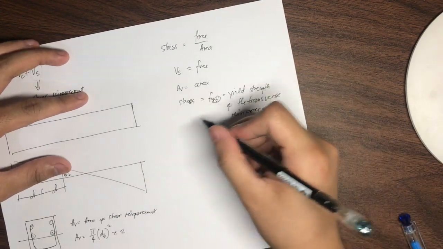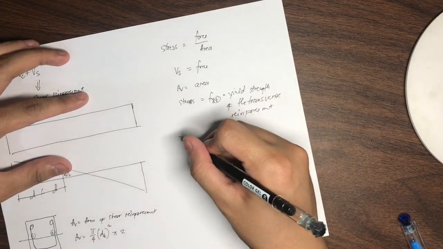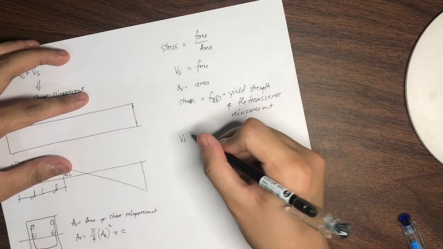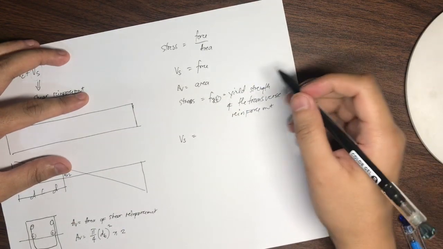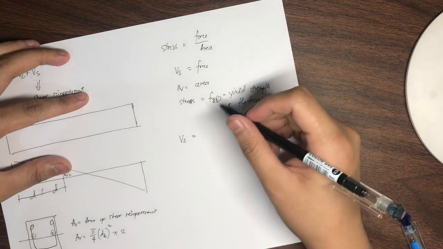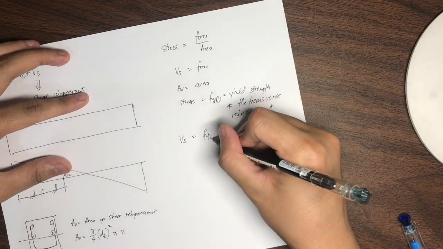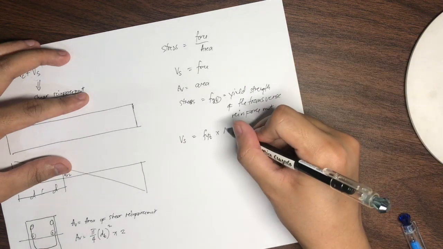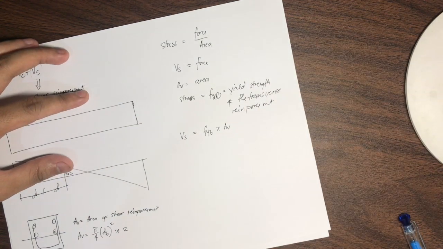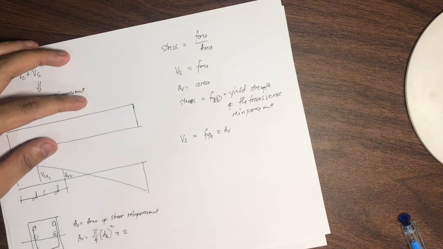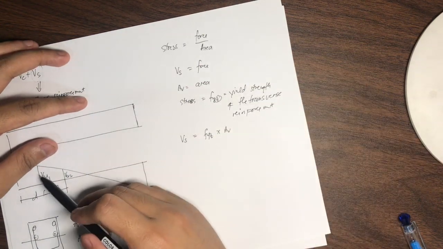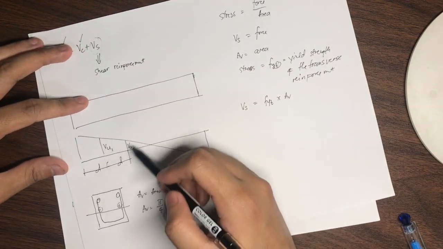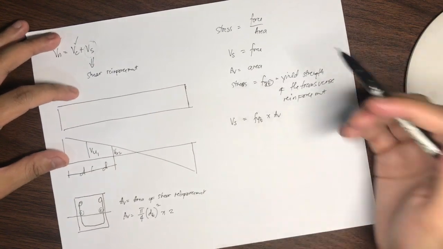So in that case, we can say that force, or Vs, is just equal to the stress, which is FYT, multiplied by AV. But we need to also determine, sabi natin, ilan ba yung reinforcement sa isang given na distance D. So paano natin malalaman yon?